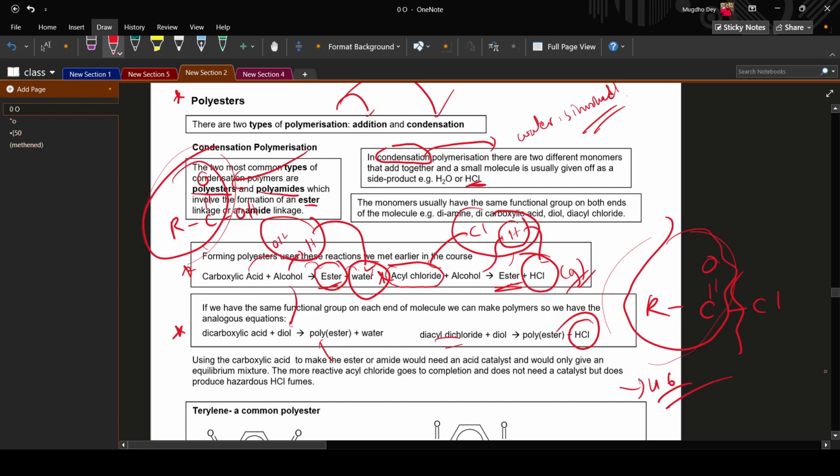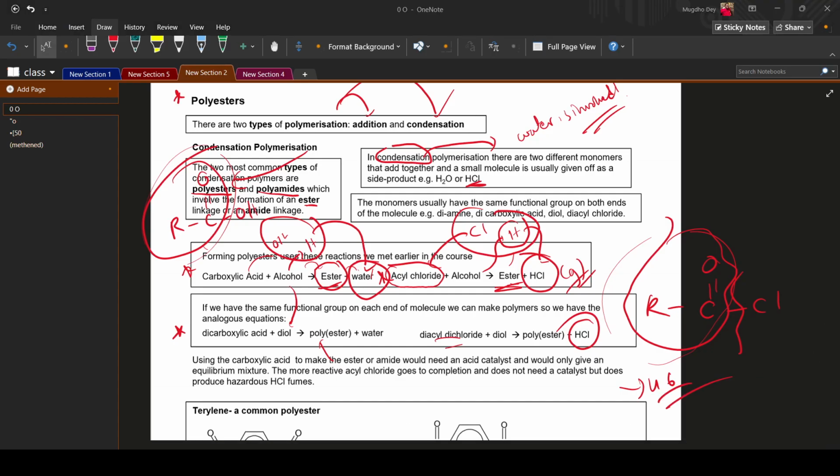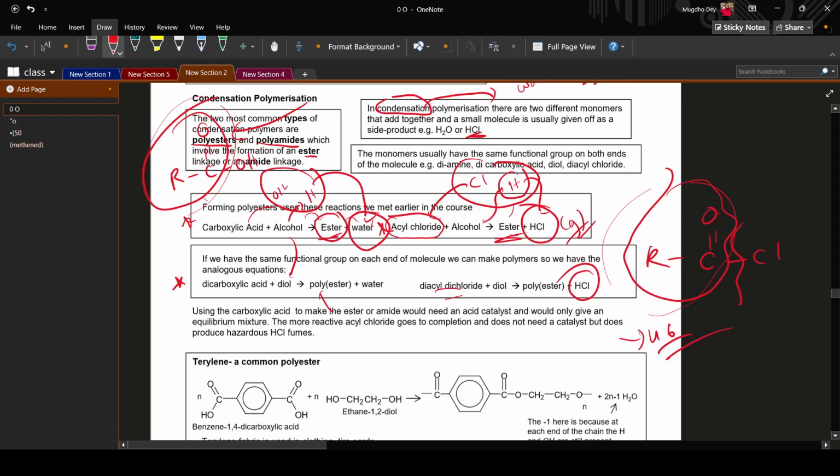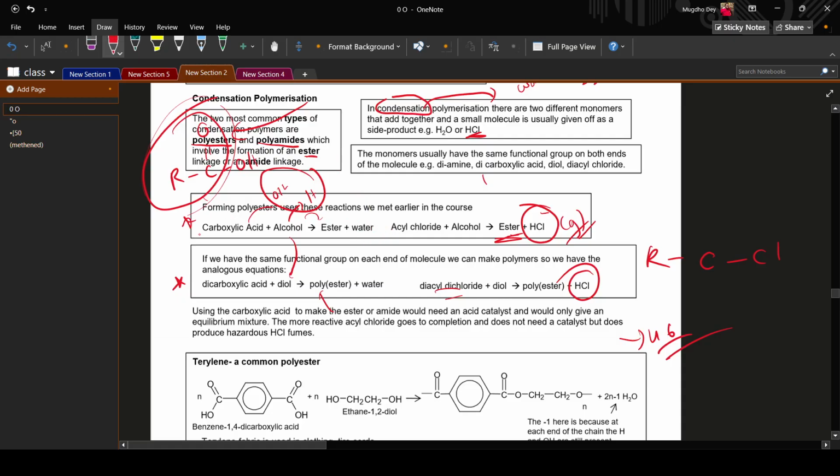Do you understand? Which reaction is more suitable is the correct term. I would say this is the better one, the using carboxylic acid and alcohol to produce ester. Because if you use acyl chloride, what is produced? HCl is getting produced, isn't it? It's a toxic fume, right? So that's what I was saying.